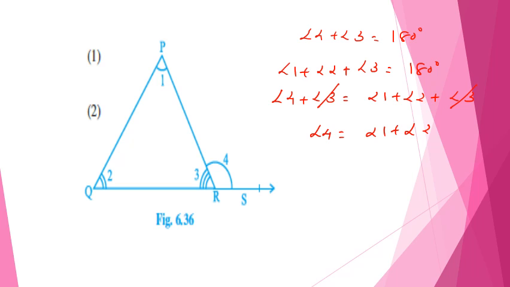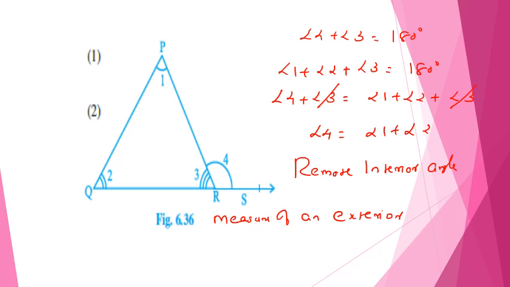Angle 1 and angle 2 are remote interior angles. So the measure of an exterior angle is equal to the sum of the remote interior angles. Okay, the measure of an exterior angle is the sum of the remote interior angles.